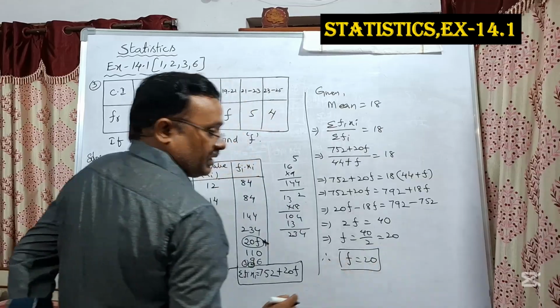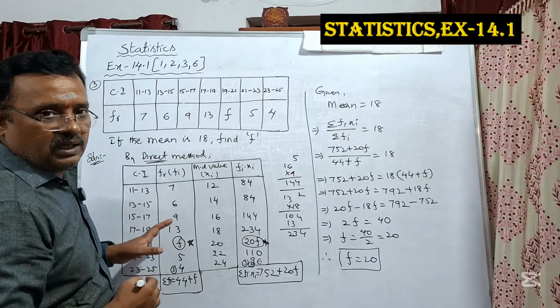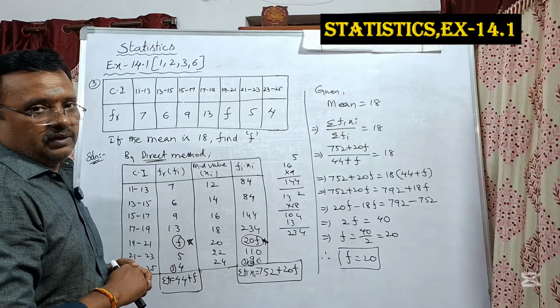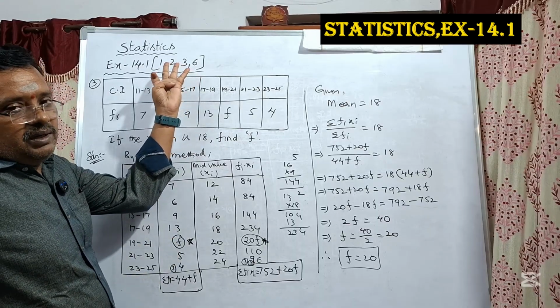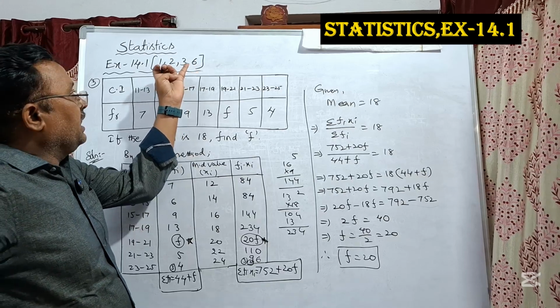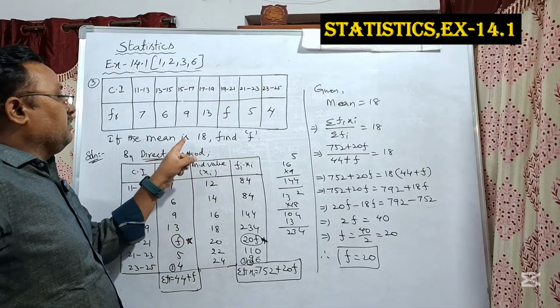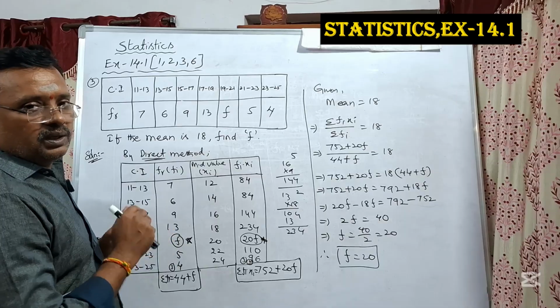Got it? These are very important model problems from the public examination point of view. There are 4 problems: one is the direct method, another is the deviation method, another is the step deviation method, and the fourth is the missing frequency method by giving the mean. Practice these model problems to get good grades.